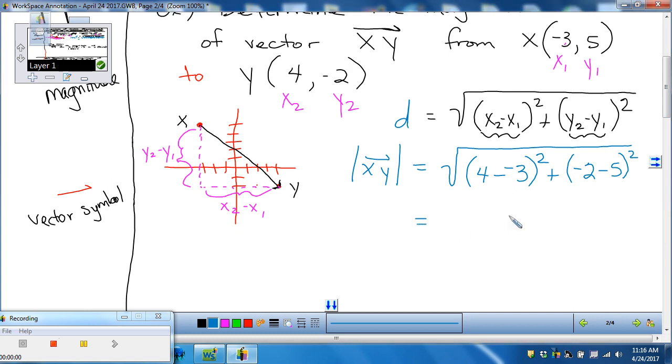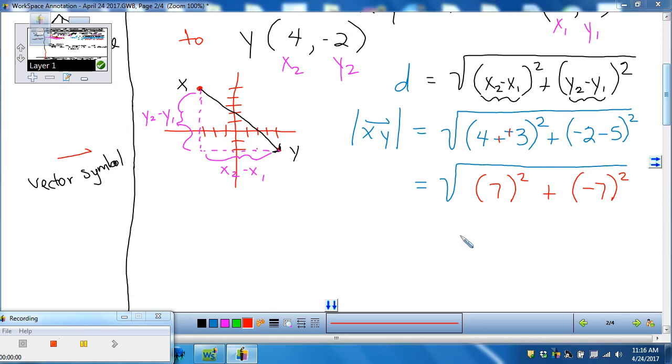And when I simplify my numbers, 4 take away a -3 becomes 4 plus 3, which is 7. 7 squared is going to give me a particular value. And then over here I've got -2 minus 5. Well, that's a -7. And when I square that, I'm going to get another value.